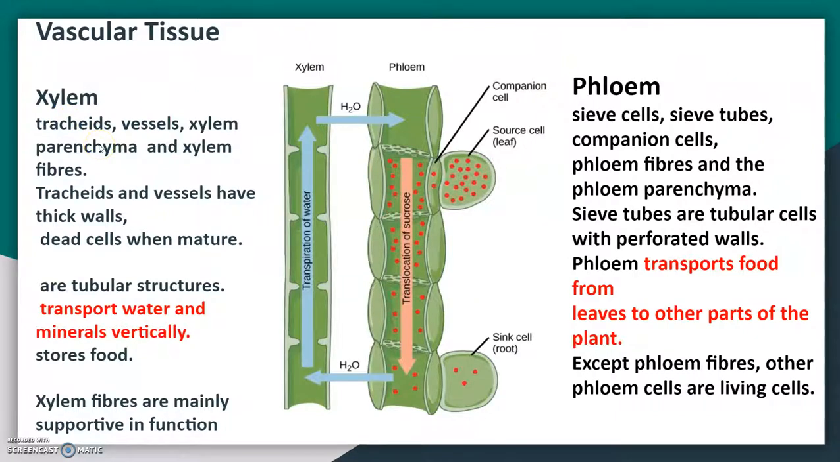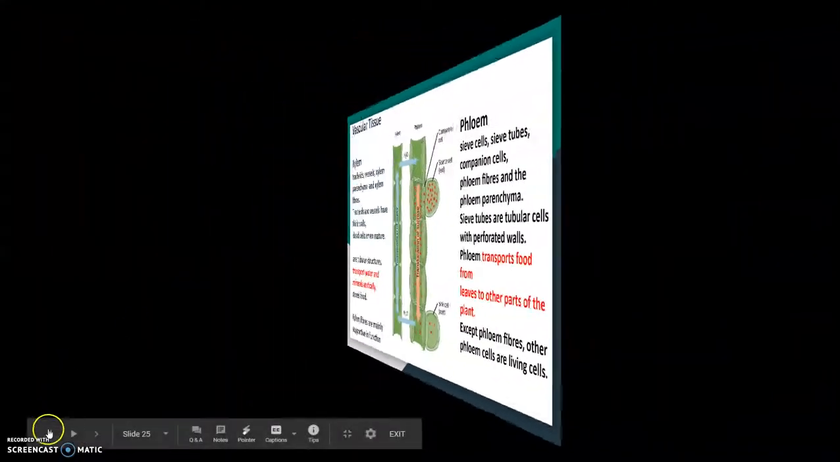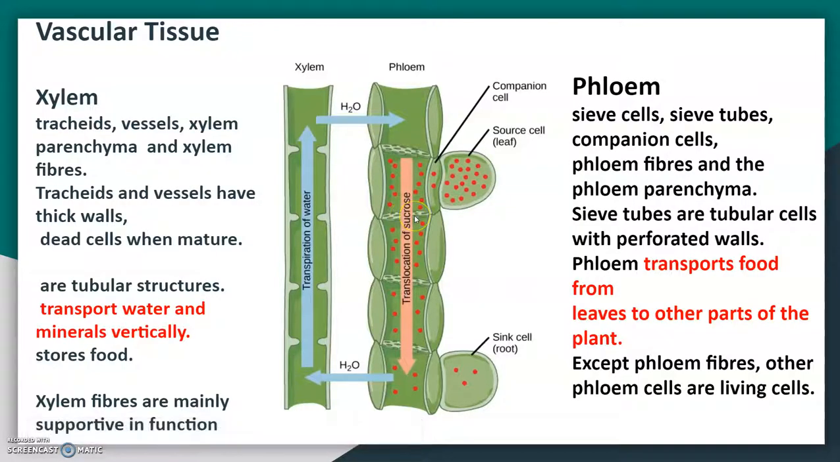Xylem consists of tracheids, vessels, xylem parenchyma and xylem fibers, and tracheids and vessels have thick walls. In xylem you can see they have thick walls, and the transportation of water takes place in the xylem in the upward direction, and stored minerals are also transported with the help of xylem. Now when we talk of phloem we see that they contain cells, tubes and fibrous material, and all these types of cells together perform the support as well as conduction of food, the transportation of food from leaves to the other parts of the plant. So the translocation of sucrose can be done in the downward direction also.